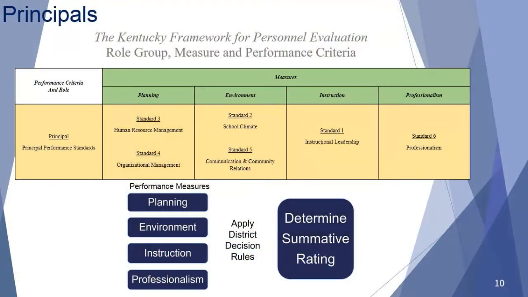That's right. This is really apparent in the principal section, because we see the 6 standards as they have been aligned to the 4 performance measures. Again, the principal standards and the evidence that the 50-50 committee decides upon provides the evidence and the information required to assign a rating to each one of the performance measures. So we're assessing 2 standards for planning, 2 standards for environment.